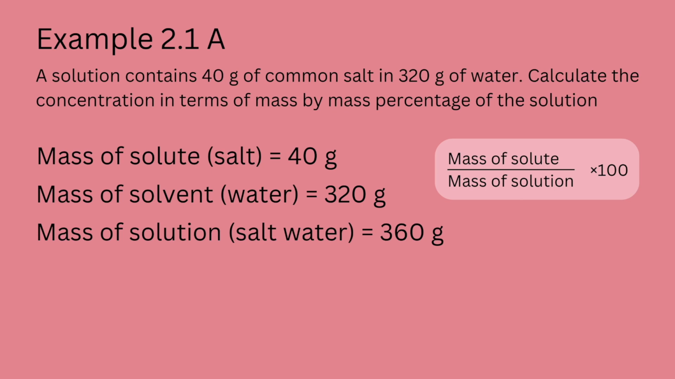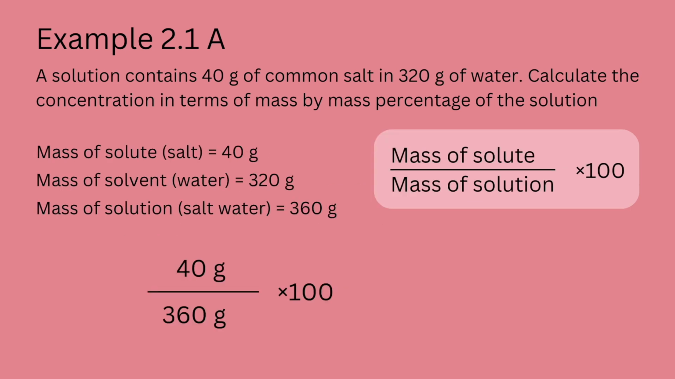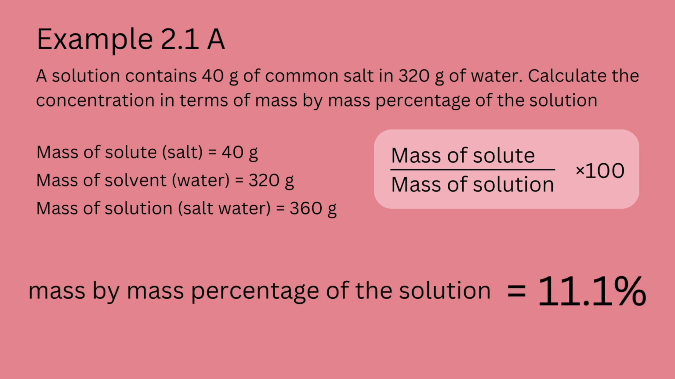Now we are just going to plug these values into the formula and that will give you the answer. So mass of solute by mass of solution into 100. So that is 40 grams divided by 360 grams into 100, and if you just calculate those things, it will come up to 11.1 percentage. So mass by mass percentage of this solution is 11.1 percentage, and that would be the answer to this question. Okay, so the concentration of the solution in terms of mass by mass percentage is 11.1 percentage. I hope it's clear.